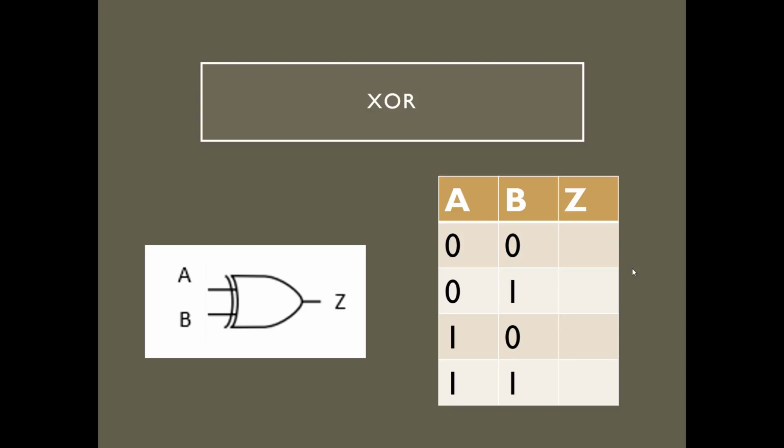Okay, so an XOR gate. So this one is where, as I just said, the X, think of it as exclusively. So exclusively A or B.